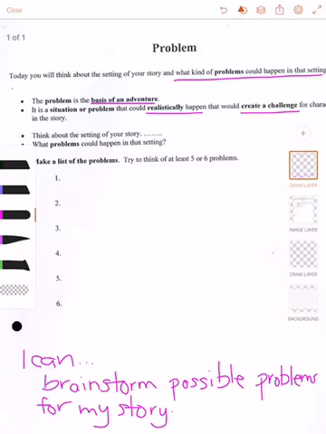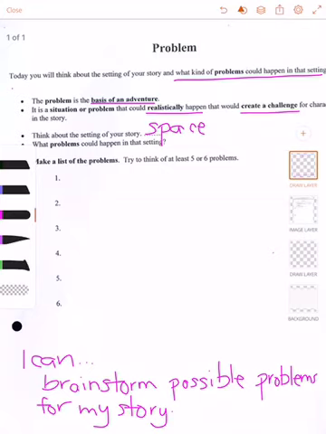So I want you to think about the setting of your story. Right now, I'm going to write space, because I'm going to build on Miss Rachel's space setting. What problems could happen in that setting? Make a list of the problems. Try to think of at least 5 or 6. Because this is the brainstorming part, a workshop planning part of our writing, you may not use all 5 or 6 problems. The point of this stage is just to get all the possible problems you can think of.